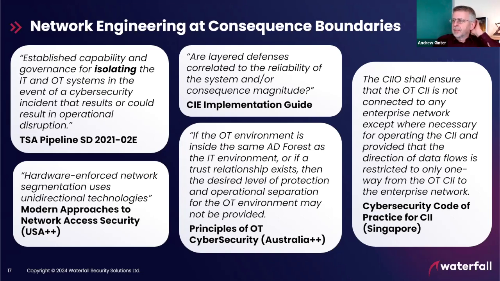So for example, the TSA example I gave, hard isolation. You've got to separate the two networks with the different consequences. Cyber informed engineering says, are your defenses proportionate to the worst case consequence of your networks? Because connections are important.